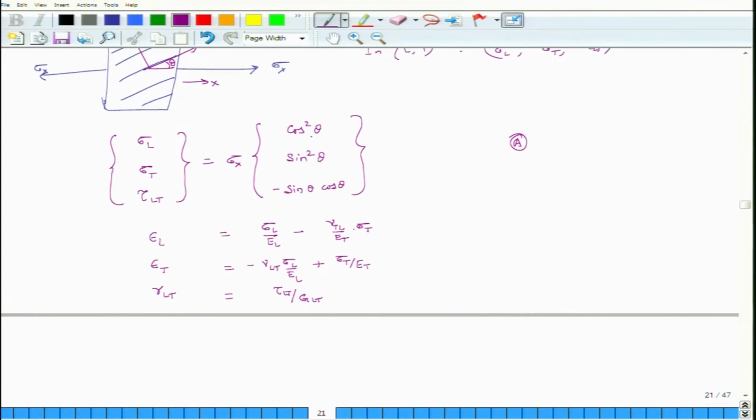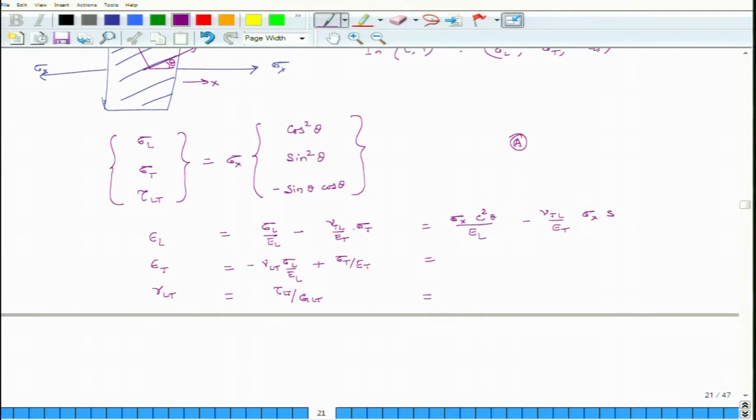And what is sigma L? Sigma L is sigma x cosine square theta. Okay. So, I can write these relations as sigma x cosine square theta divided by EL, because sigma L is what? Sigma x times cosine square theta minus nu TL divided by ET, and sigma t is sigma x sine square theta.